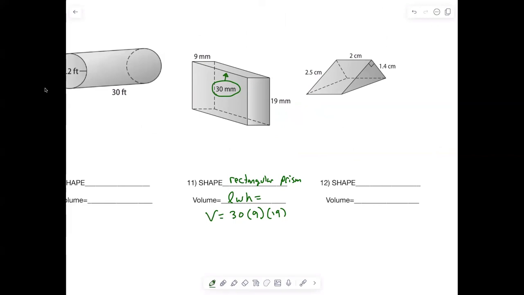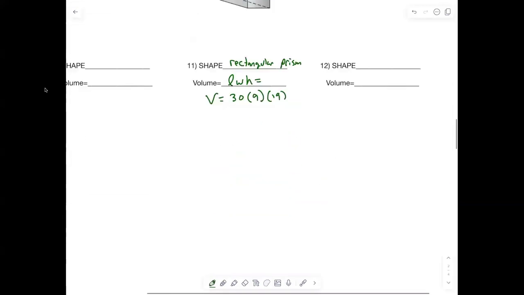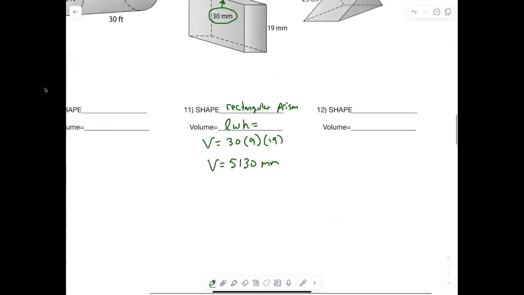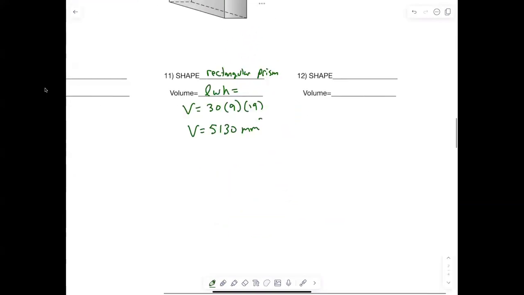Does everybody agree with me? Right, that's what some people are asking me. But does it really matter the order in which you multiply? No, it does not. So somebody help me with 30 times 9 times 19. 5,130 millimeters squared. Millimeters cubed. That is correct. All right. Everybody's good with that? Anybody have any issues? All right.